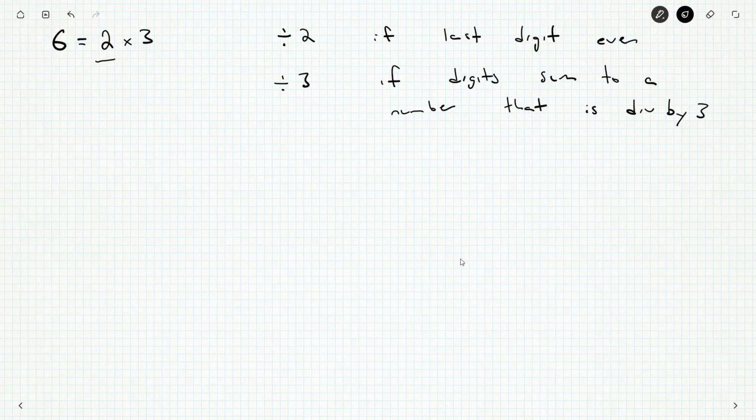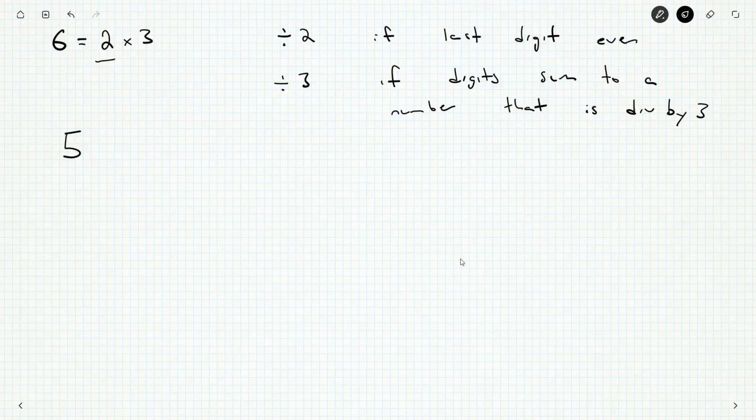For example, 27. 2 plus 7 is 9. 9 is a multiple of 3. 27 is a multiple of 3. This only works with 3 and also with 9. So it doesn't work with, say, 4. 26 isn't a multiple of 4, even though 2 plus 6 is 8 and a multiple of 4. It only works with 2 and 3.